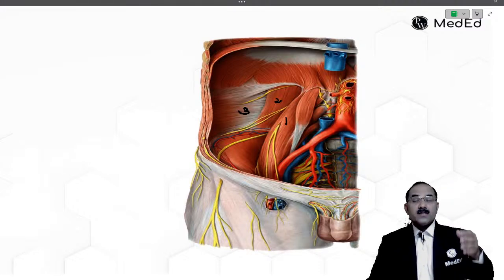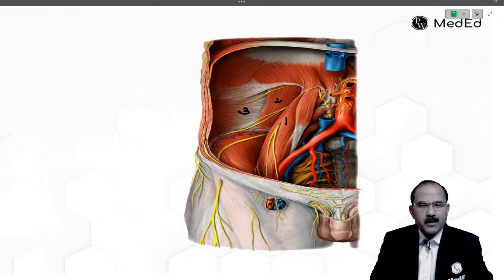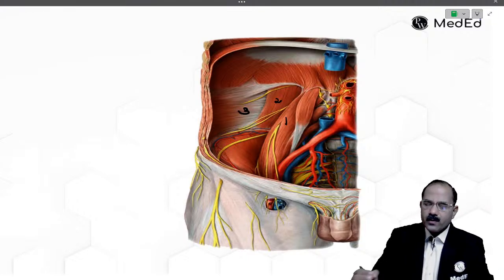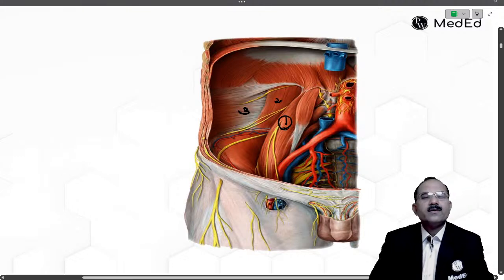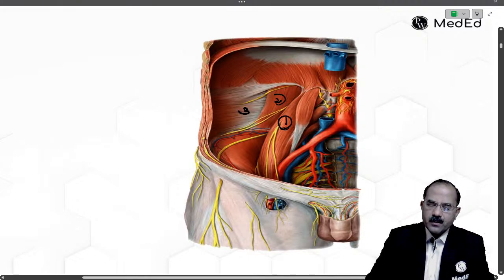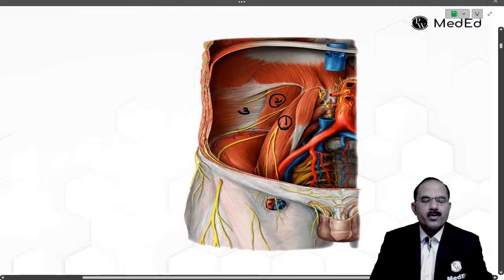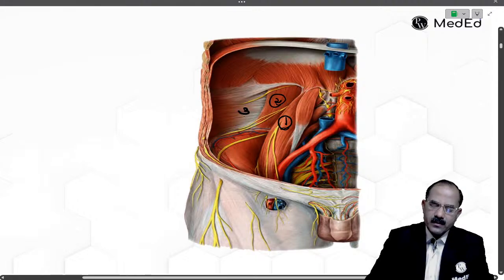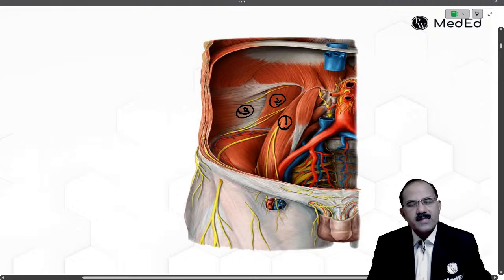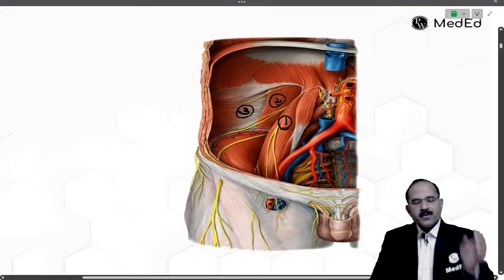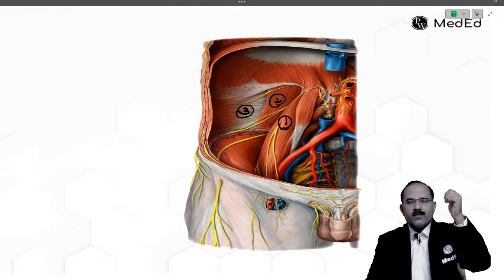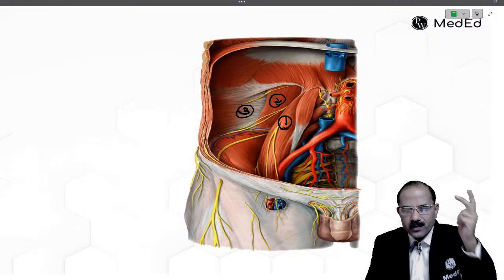Right. So this is a slide of posterior abdominal wall. Where does biceps come from in this? Okay. So what is this number 1? Psoas major. What is this number 2? That's quadratus lumborum. And what is this number 3? Number 3 is transverse abdominis. So 3 muscles form the posterior abdominal wall: psoas major, quadratus lumborum, transverse abdominis.